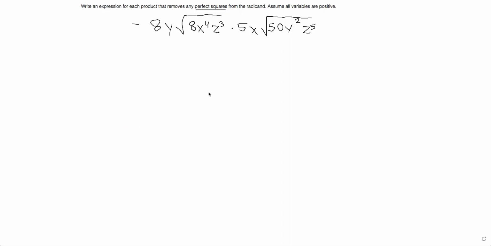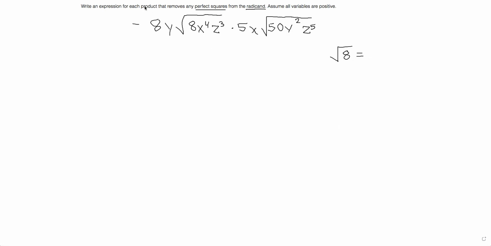So let's think about the best way to approach this. The first thing we're going to have is the square root of 8. We're going to give 8 its own radical. Let's figure out what the simplified form of the square root of 8 is. They want us to remove any perfect squares from the radicand. And by the way, a radicand is a fancy word for everything under a radical. So 8x to the fourth times z cubed would be our first radicand. And then our second radicand would be 50y to the second power times z to the fifth power. Those are the two radicands given to us in this problem.